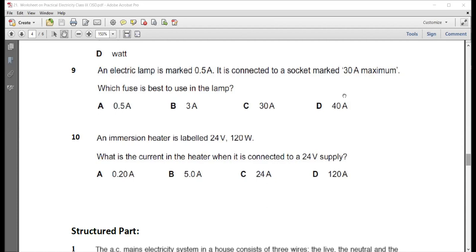Do you have anything to say? No, sir. Sir, what is the syllabus? We are talking about the syllabus. We have lens, static electricity, current electricity, DC circuits, and practical electricity. All this.